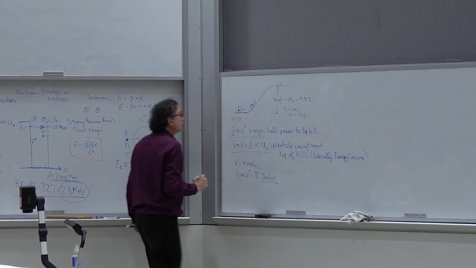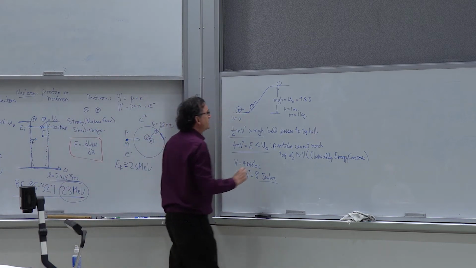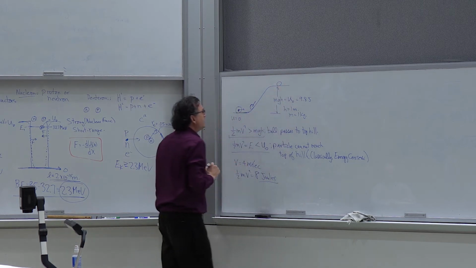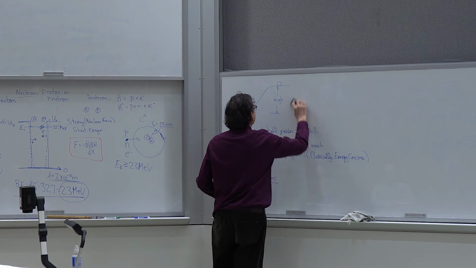Okay. And we would typically say that 8 joules is less than 9.8. It cannot make it to the top of the hill. But quantum mechanically it does. In fact, it actually does make it to the top of the hill, but it can only stay there for a certain amount of time.